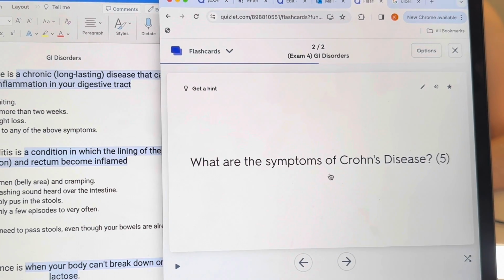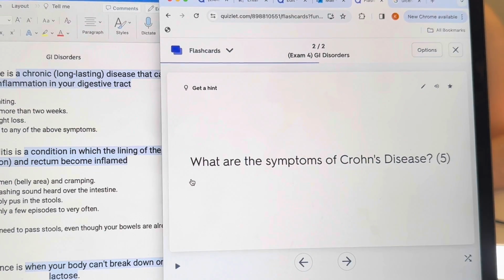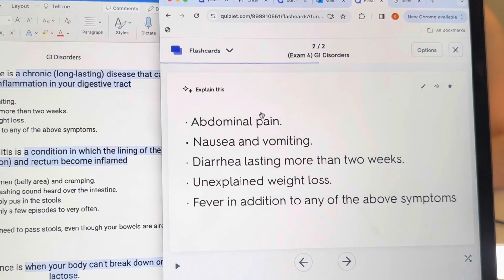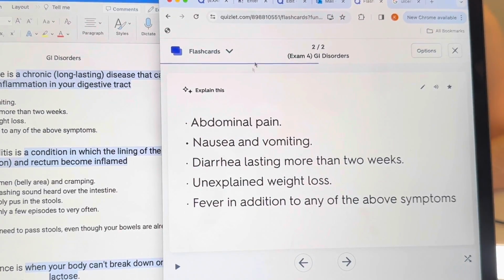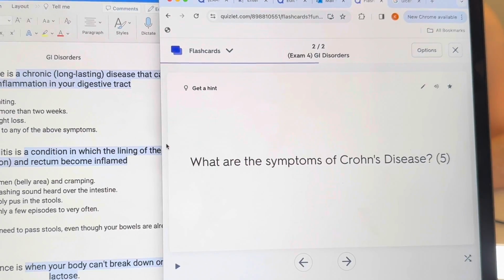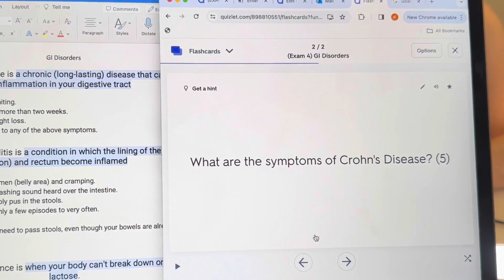And now we have another flashcard. So what are the symptoms of Crohn's disease? I remember abdominal pain, nausea and vomiting. There's 5 of them, but I can only remember 2, so I'll probably mark that as wrong. But now I'll click it, I can look at all the symptoms, okay, and I'll put it in the wrong pile so I can study it again. That is literally how I do all of my notes, and I study for every single exam in nursing school.